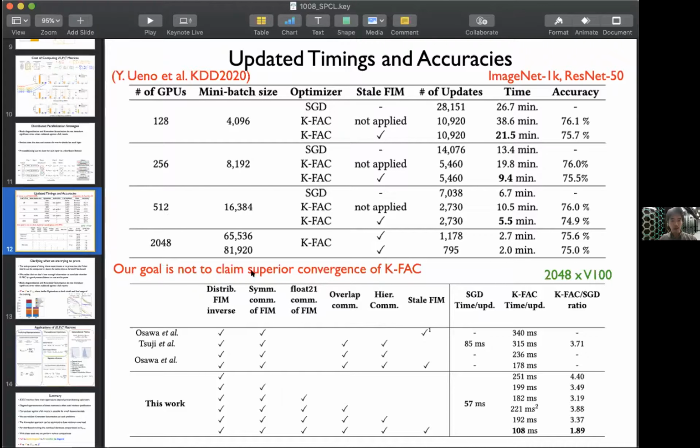Our goal is not to claim that K-Fac is superior as an optimizer. We just wanted to do an apples to apples comparison in terms of the data set and the problem and the accuracy that we're achieving, things like this. So some people were sort of complaining that we were only going to 75%. So we actually trained until 76.